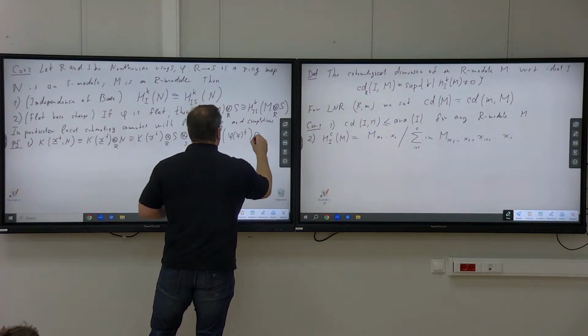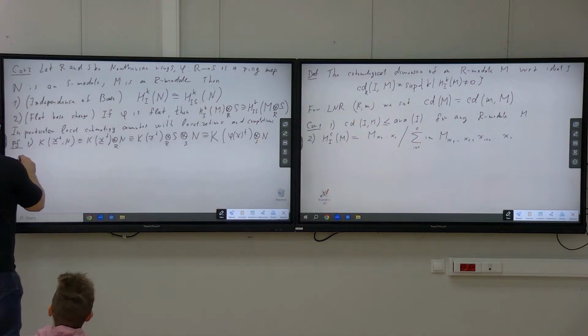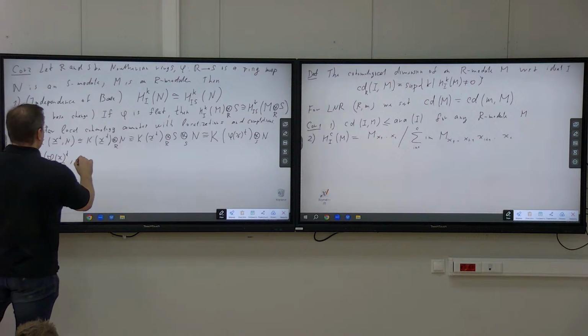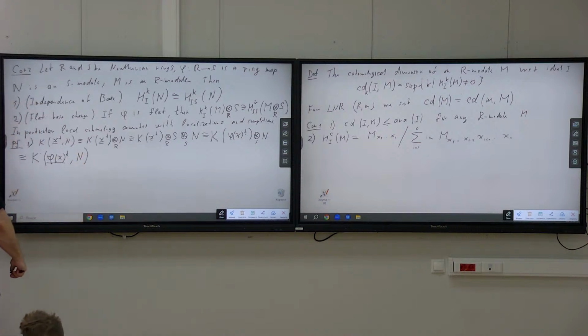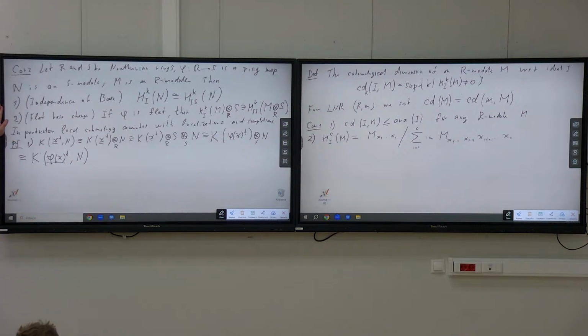Tensor product over S with M. But this last thing, of course, can be identified with the phi x t. And now we just need to look at the homology on the left-hand side and the right-hand side and see this is precisely the statement which is independence on the base. Okay, for 2, it's more or less a similar argument.